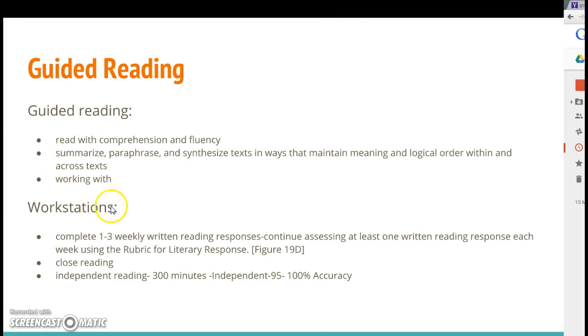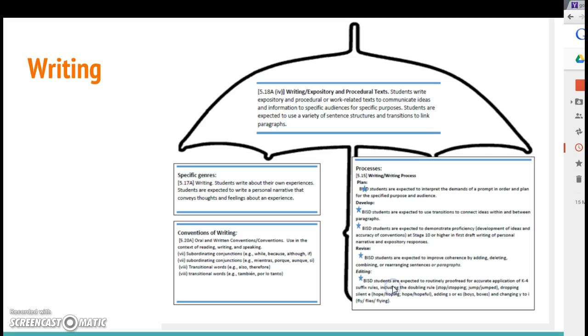In workstations, they should be completing 1 to 3 weekly written reading responses, and you may use the rubric for literary response with Figure 19D. You should be doing close reading with them, thinking about the 3 types of thinking and having those in their reading notebook. And they should be reading independently at their independent reading level with some type of accountability.